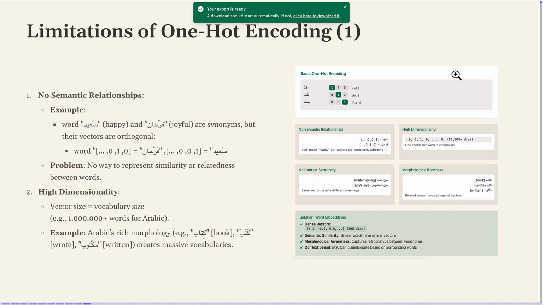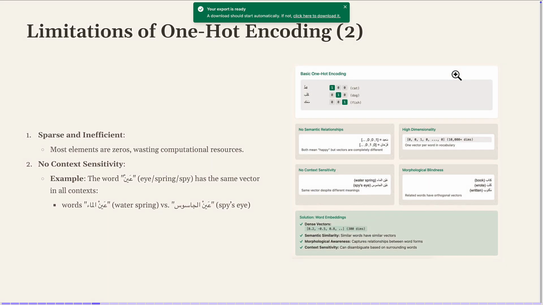So the embeddings are able to find the semantic similarity between words, the morphological awareness, capture the relationship between word forms, and they can even learn the context, of course, depending on the algorithm.